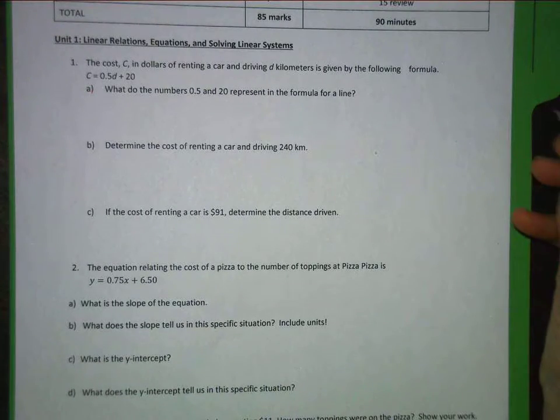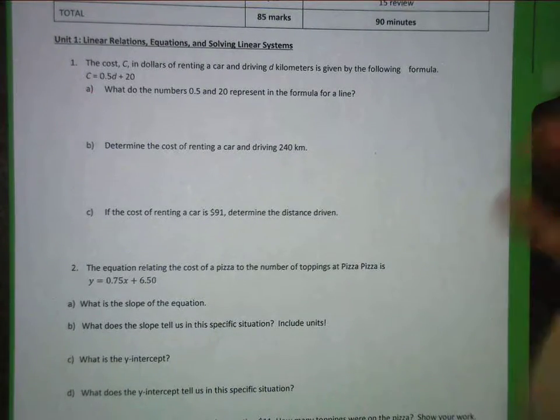Linear systems, equations, and solving linear systems, part of the exam. This is the exam review.